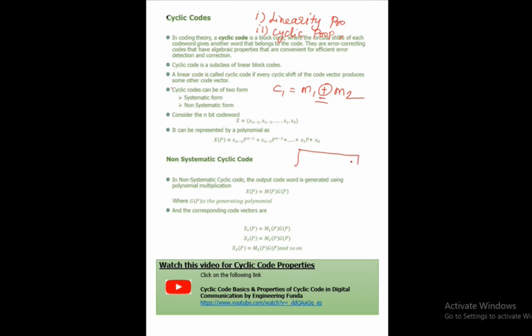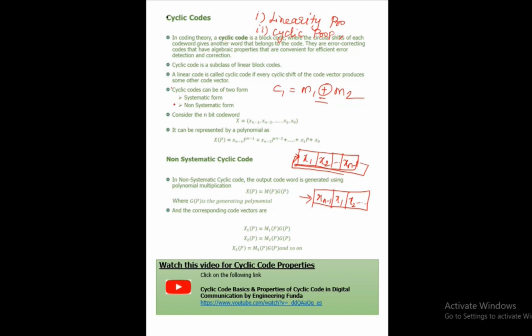Cyclic property means, if this is a code word I'm generating, x1, x2, x3, similarly up to xn minus 1. The second property is that the circular shift of each code word gives another code word. Here the last bit is shifted around again, so it will generate a new code word. That is the second property: the circular shift of each code word gives another code word. These are the two properties satisfied by a cyclic code.